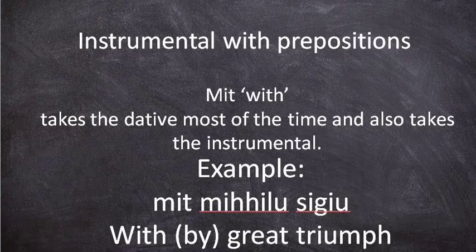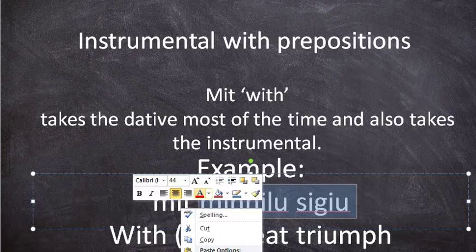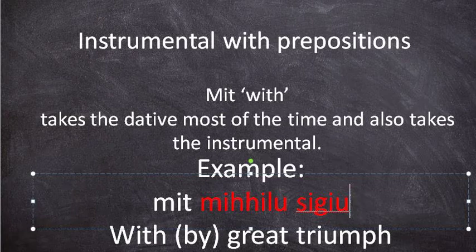mit Michelu Sigiu. So with, by great triumph, or this can also be translated as victory, with, by the means of great triumph. So these are in the instrumental case. So again, when we see this, we have to stop ourselves and think, okay, so the instrumental again. It's the means, the manner, the material, and the instrument, how something is done. So this is the instrument, all right? So you kind of have to train yourself and drill in yourself, okay, this is the instrumental, and whatnot.